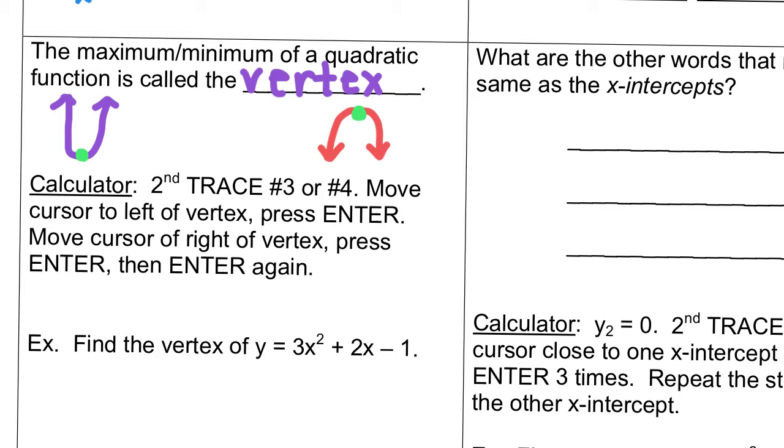Remember, in your calculator, you can put the function into your y equals. Then you'll push second trace number 3 or 4, depending on if it's a max or min, and you'll move your cursor to the left of the vertex. You have to get a left bound point, then press enter. You'll move to the right bound point, press enter, and then press enter a third time when it says guess. Please pause the video here while you use your calculator.